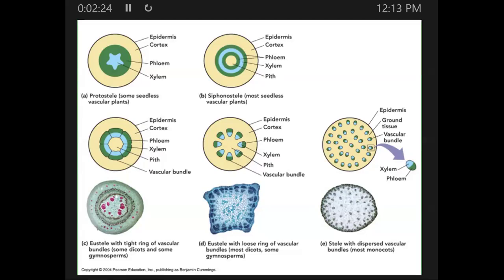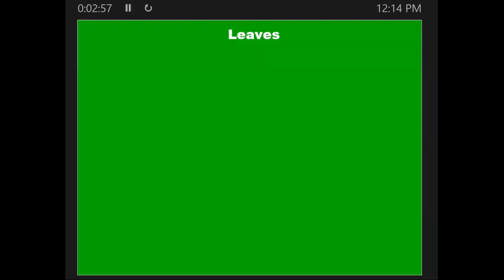seedless vascular plants. So the protostele they're trying to show on the top left, which is just a nice solid cylinder of xylem and phloem smack in the middle. And then the saphenostele, you see that ring of tissue with a central pith region of parenchyma cells. And then the eustele-like, it's usually vascular tissue kind of clumped around in a ring. Okay, so that yes, they look at that. So that's one of the things that you'll look at in lab under the microscope for these different seedless vascular plants. And then they look at leaves.